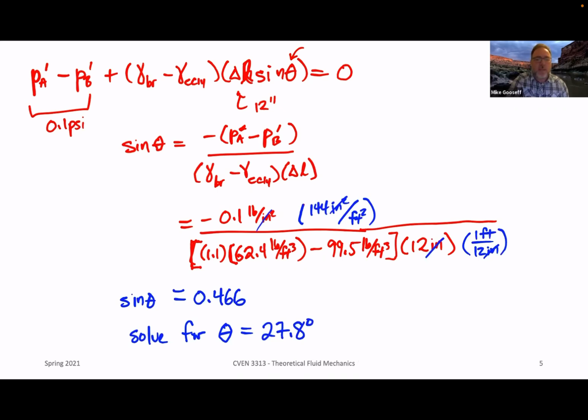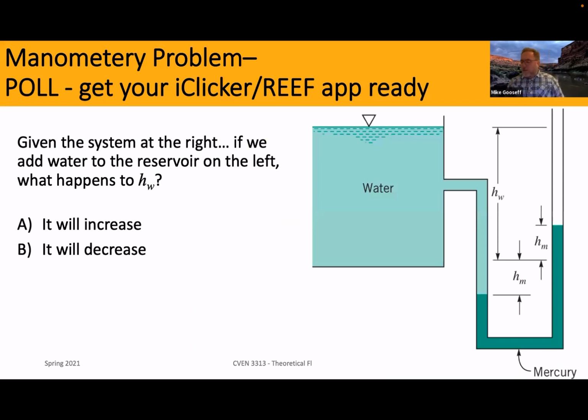Okay, let me go ahead and get our poll going. The next slide I have is a poll question here. So here's another U-tube manometer, but just a simple sort of gut check here on what should happen in this system. The previous problem, we kind of worked through all the math, but let's go back to a really simple approach.